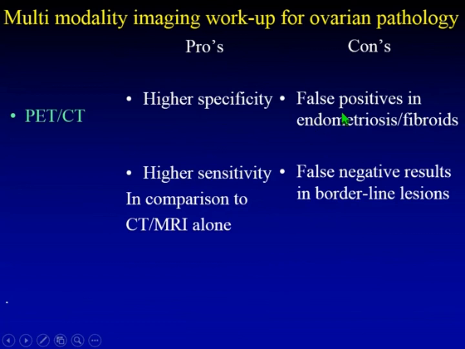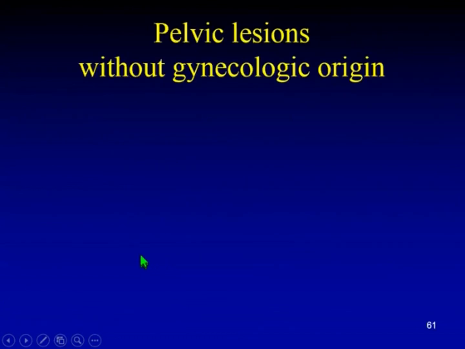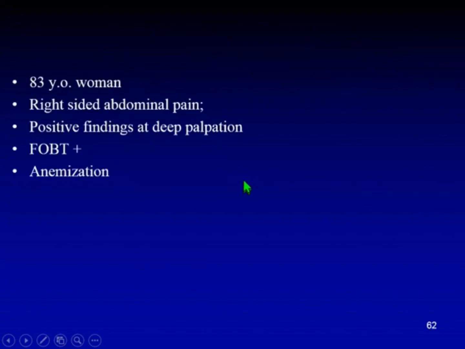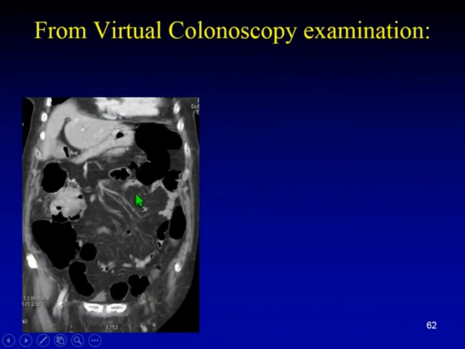Particularly, I remind you of the false positives and the false negatives of PET-CT in pelvic imaging. For this reason, it is useful to couple PET-CT in oncologic patients with MRI in all cases. Pelvic lesions may have no gynecological origin. This is an elderly woman with a positive finding at deep palpation right-sided. She arrived anemized. We performed a CT colonography.